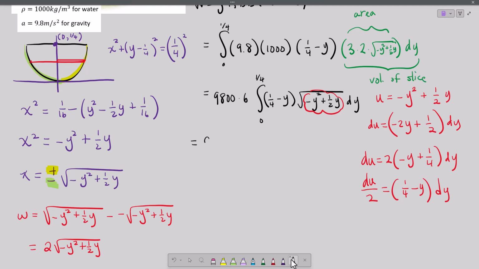So we're going to have this 9,800 multiplied by 6, and then inside here we have square root of u, because we let u be everything inside that square root, and then this part, 1/4 minus y times dy, that's all going to turn into du over 2. And we'll put the over 2 on the front so that we can combine it with the other constants. Not too bad.